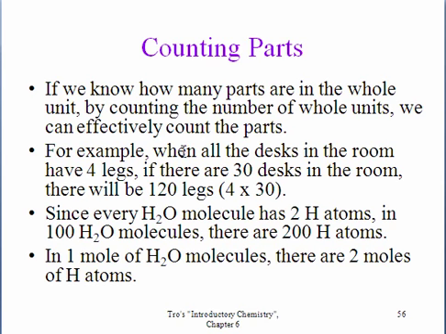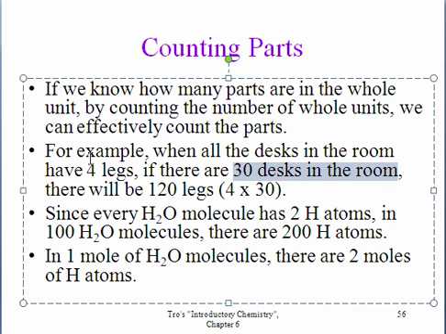So for example, if we know that there are 30 desks in a room and each desk has 4 legs, there's going to be 120 legs total, 4 times 30. And if we know we have 100 water molecules, then there have to be 200 hydrogen atoms because each molecule has 2 hydrogen atoms. And likewise, if we're talking about a mole of water molecules, then there are 2 moles of hydrogen atoms.